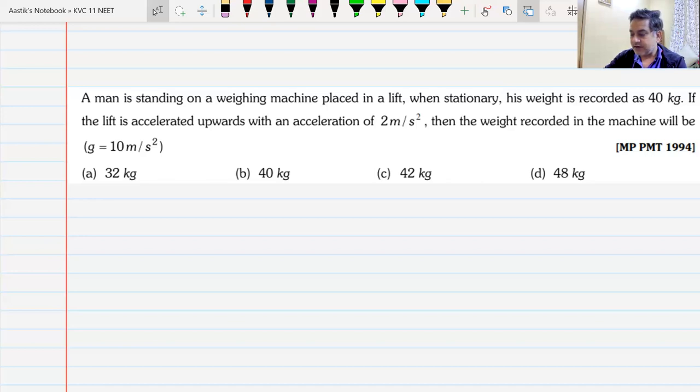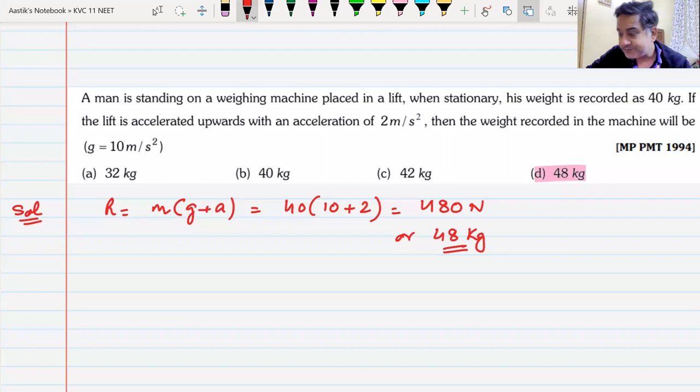Simple, the value of R will be M into G plus A. Mass is 40 kgs, g is 10, acceleration is 2, so you will get 480 newtons. If you convert it into kgs, it will be 48 kgs. Do we understand this, everyone? Yes or no? Yes, sir.